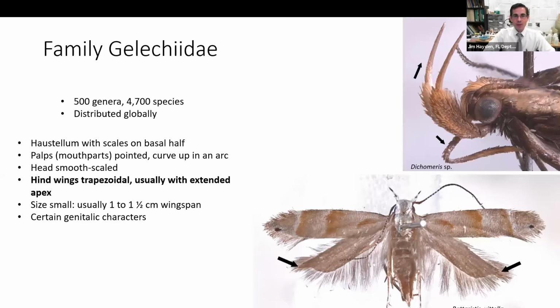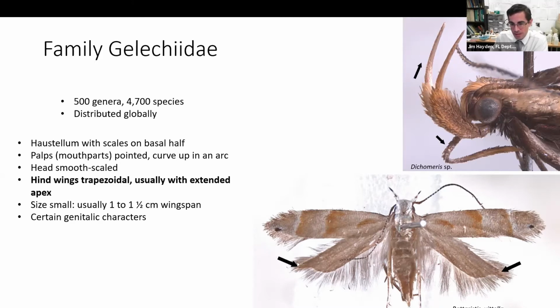Okay, so the family Gelechiidae is one of those 21 families in the Gelechioidea. It's one of the largest ones. There are about 500 genera, but nearly 5,000 species that are described. It has the characters I just mentioned, plus a few other characters. Some of these are genitalic characters, which I will not discuss in detail.